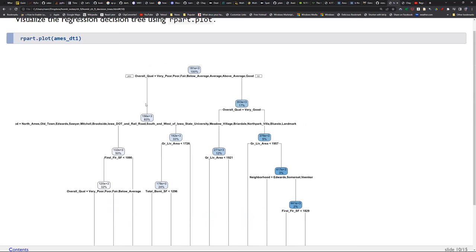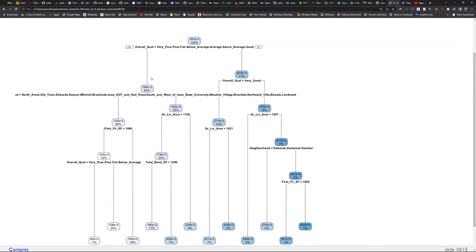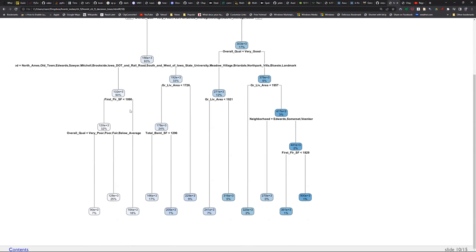If we go to the other side, let's say the condition is very poor, and it's in one of these neighborhoods. Then we keep going until we reach our terminal node. So these are the predictions depending on the composition of the variables for the new data.